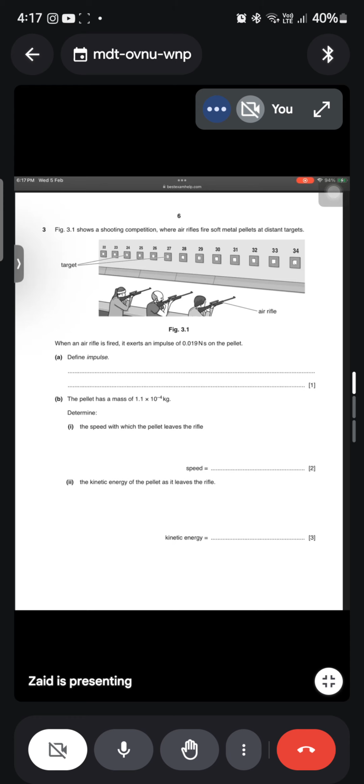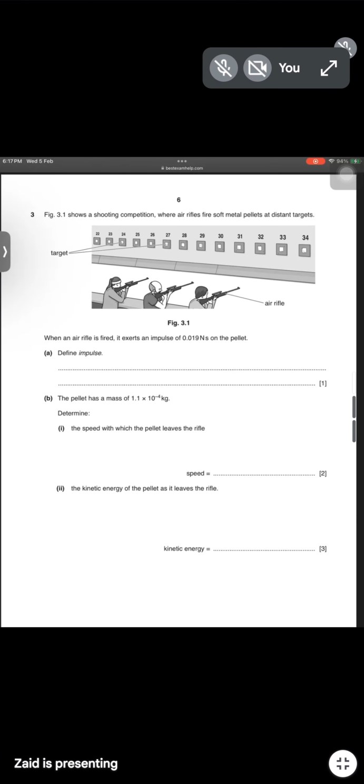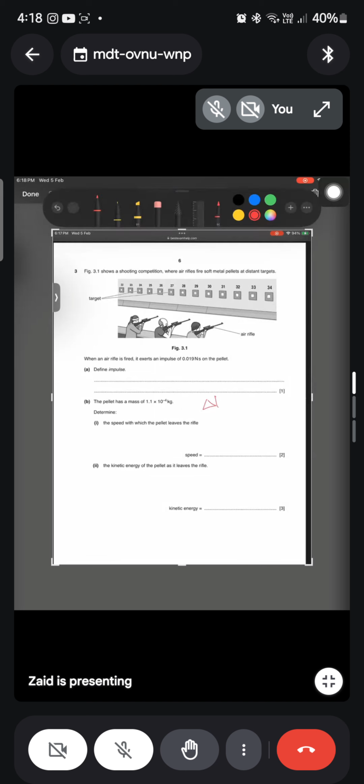So you have been given the value of mass. You have to find the speed. You have the impulse and the mass. Impulse is simply the change in momentum, and change in momentum is mass times change in speed. You just divide the change in momentum by the mass, you're going to have the change in speed. And now you have to find kinetic energy, so you use 1/2 mv squared. That will give you 3 marks. Easy peasy.